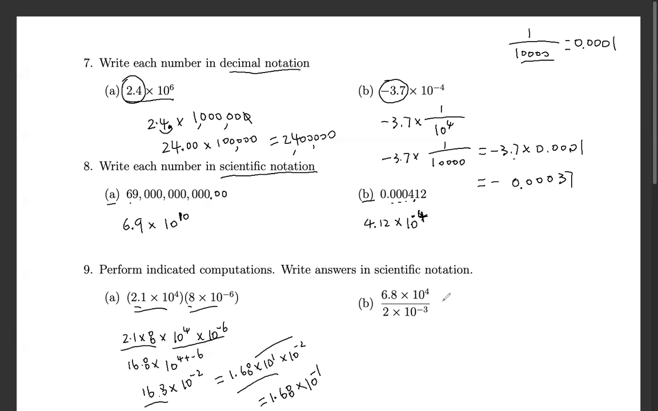For division, we do the same thing. We divide the first number by the first number. Then we divide the base 10. Right? 6.8 divided by 2, that's 3.4. Then for division of the same base, we subtract the exponents. So we have 4 minus negative 3. Well, minus negative becomes plus. So we get 3.4 multiplied by 10 raised to 4 plus 3, 10 raised to 7. Okay, that's it. That's for yesterday, lecture 2.